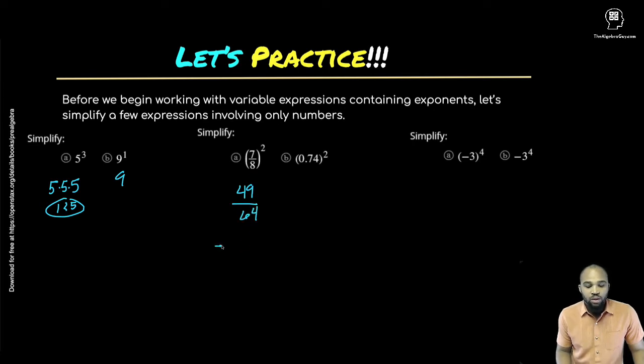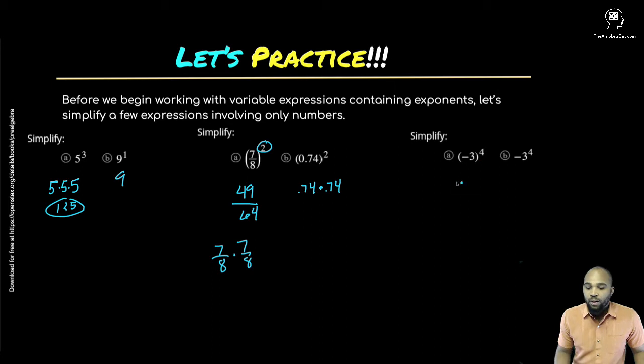But either way, you need to know that we're just taking this fraction and multiplying it twice because it says to square it. Same thing here, it's 0.74 times 0.74. It's that simple. We could do the math on that, but right now that's not important. Knowing how to understand this is the most important piece now.